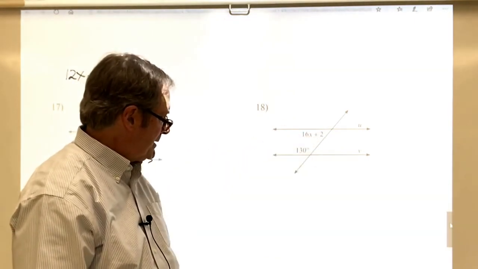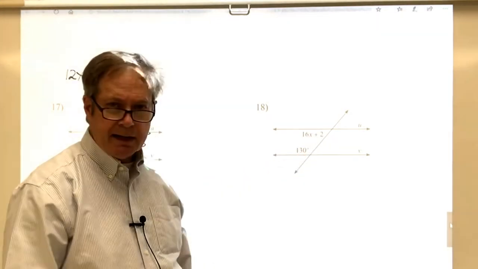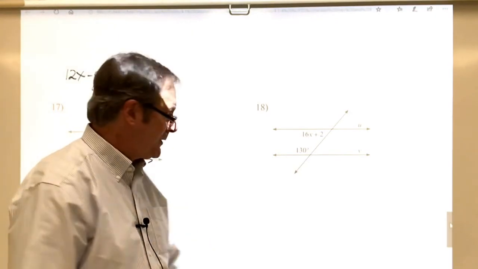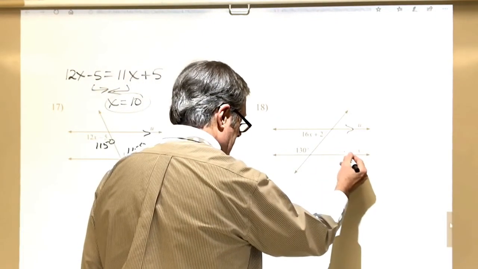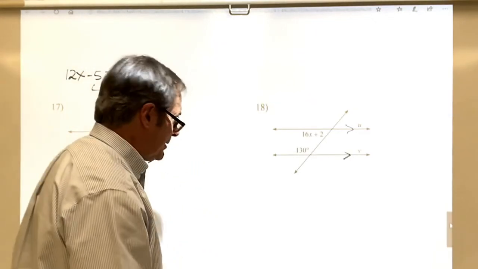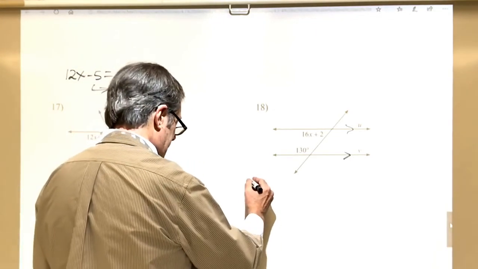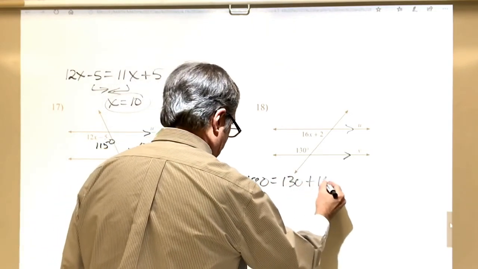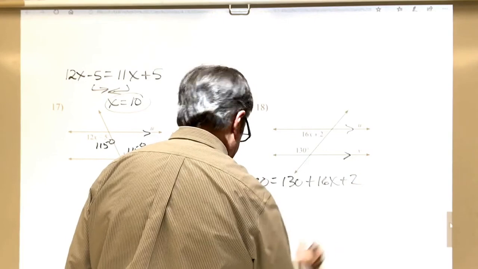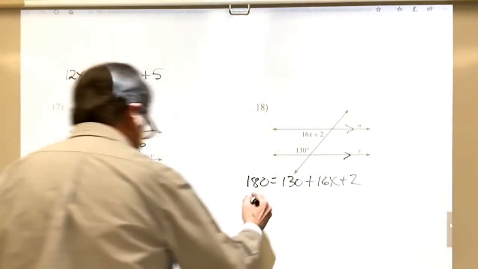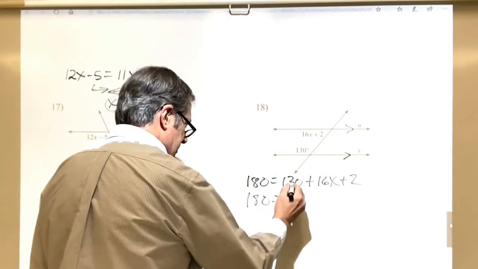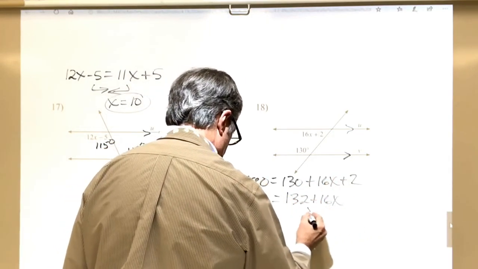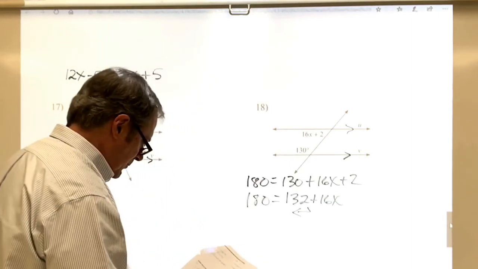Now, last one, number 18, these are the same side on the interior. So if in fact these two add up to be 180, then we would know that line U and V would be parallel to each other. So let's find it out. So we're going to say 180 is equal to 130 plus 16x plus 2. And so we've got 180. 130 plus 2 is 132 plus 16x. We'll subtract 132 from 180.